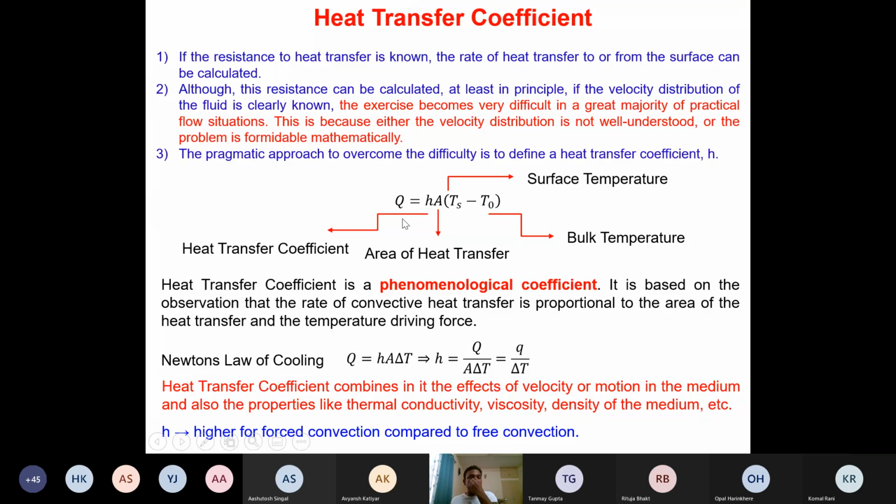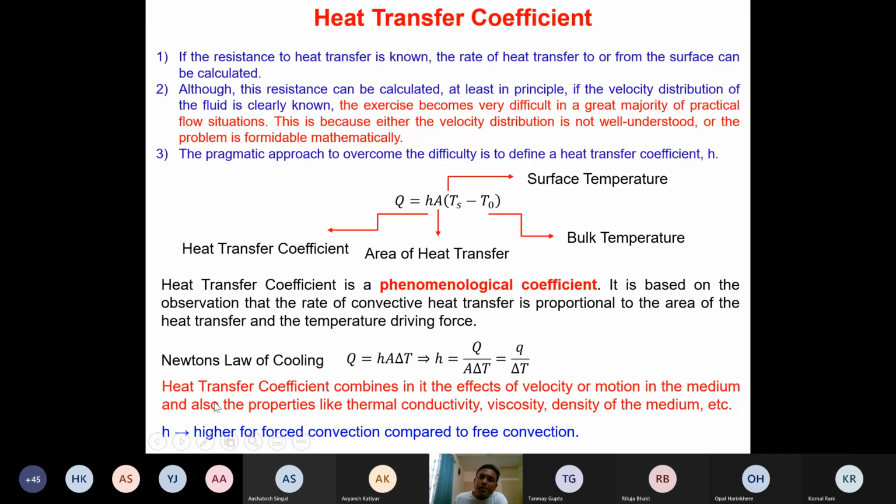These correlations are based on experimental data generated over a period for a specific geometry, and they come with some error margin. So one uses the correlations, finds out the heat transfer coefficient, and directly uses it in this equation to find out the rate of heat transfer. So clearly in this case we are not solving the fluid problem at all. Okay, is it clear to everyone?